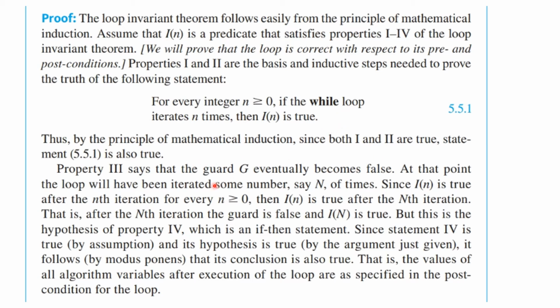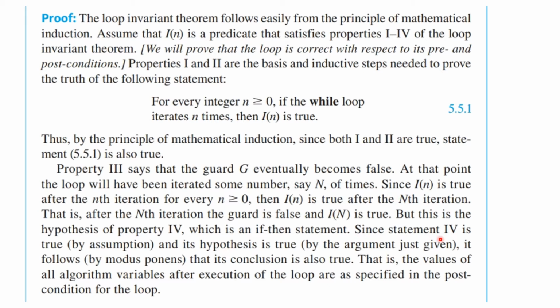Property 3 says that the guard eventually becomes false, and that means usually you reach a number that says that you can exit the guard. So you've iterated a finite number of times, say n. And often this is by the well-ordering principle that you can conclude that there is a smallest one, that eventually this will happen.